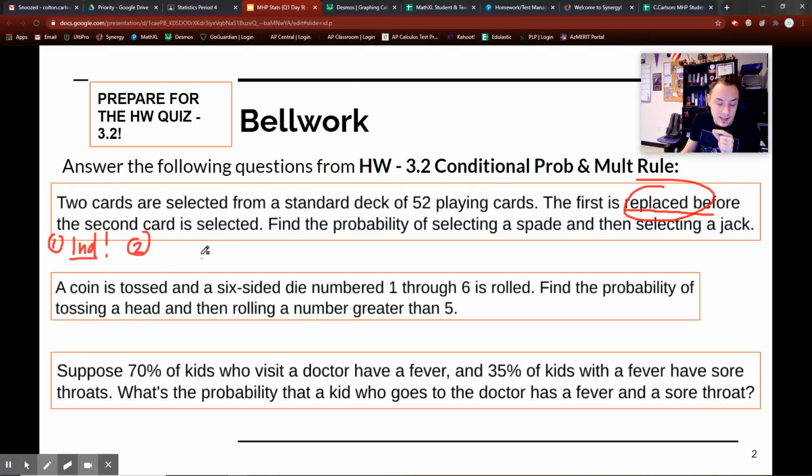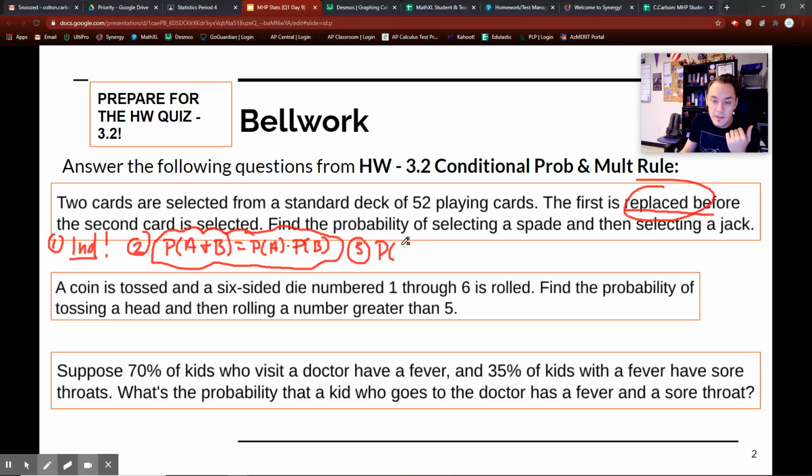My second step is to draw out my formula. Since this is independence, this is my independence multiplication rule formula. The probability of A and B equals the probability of A times the probability of B. And this is my formula. I'm going to cloud that for us.